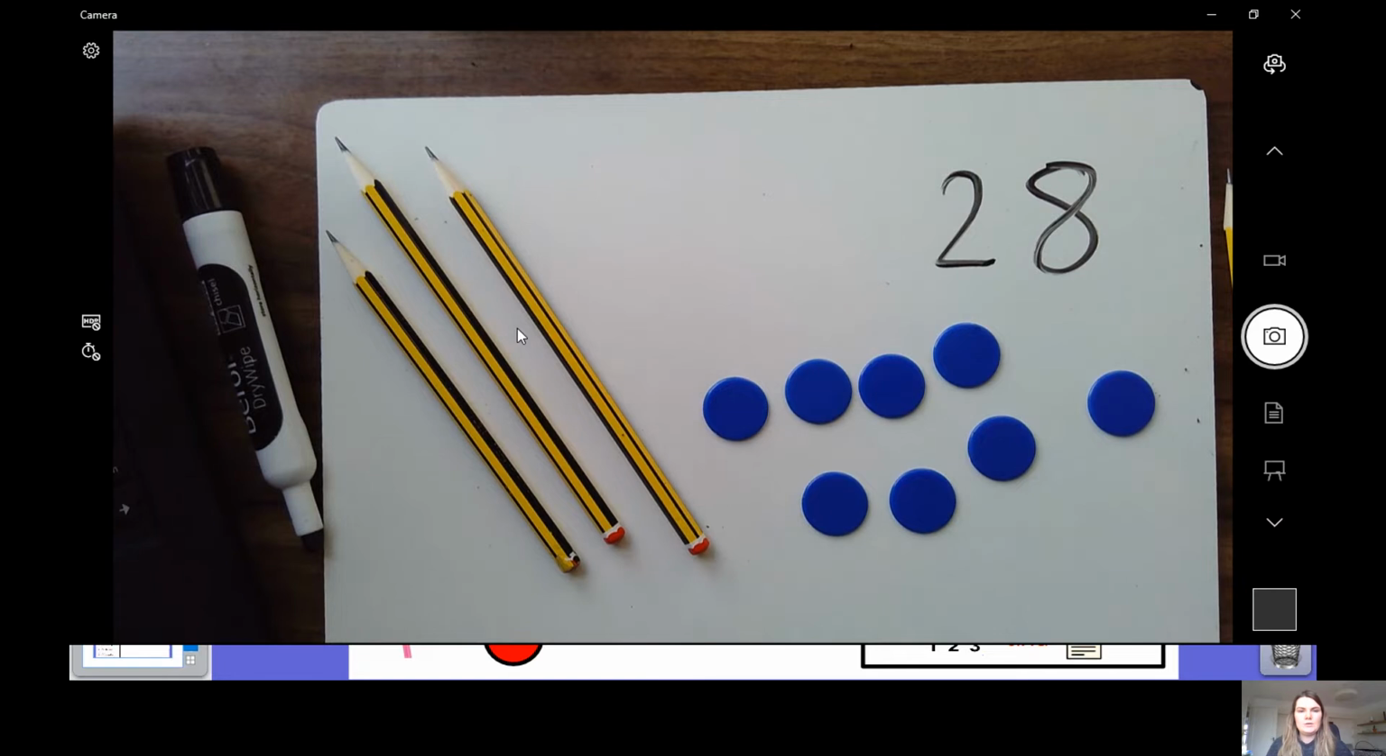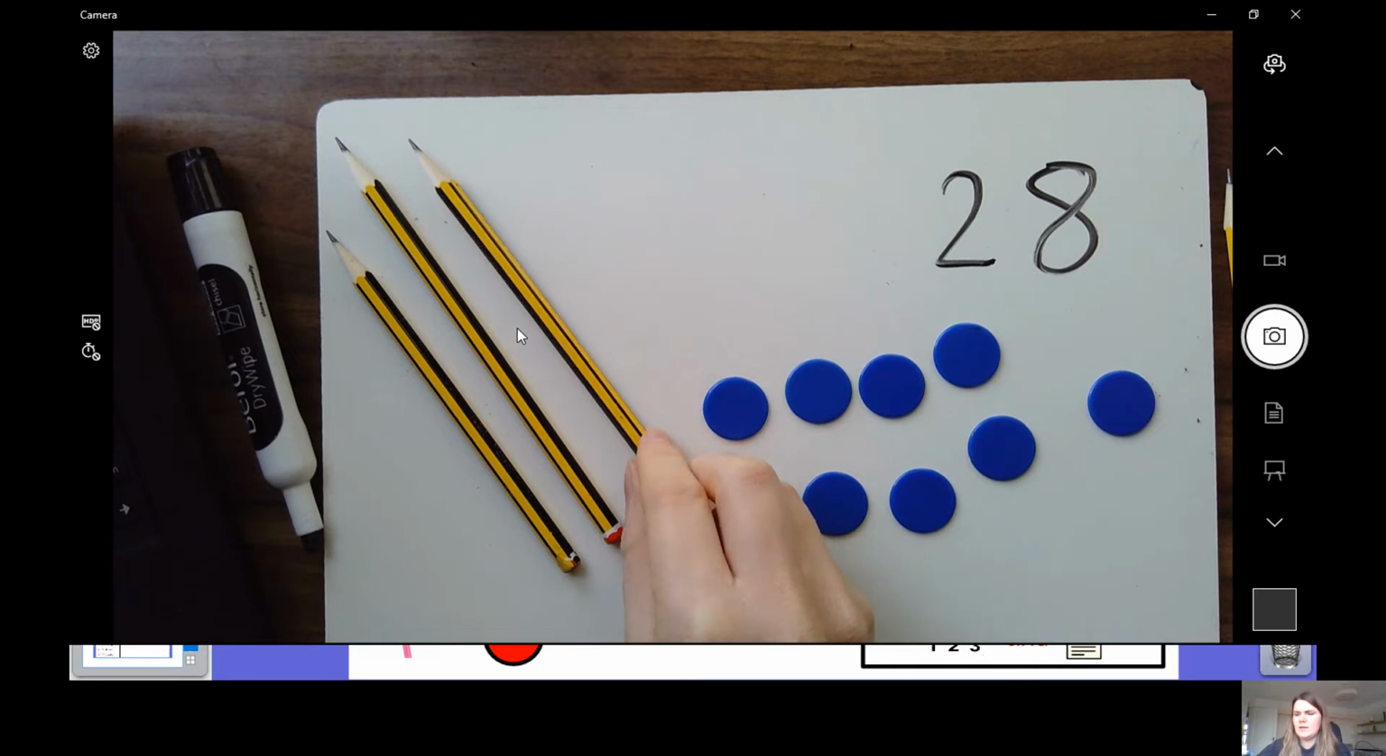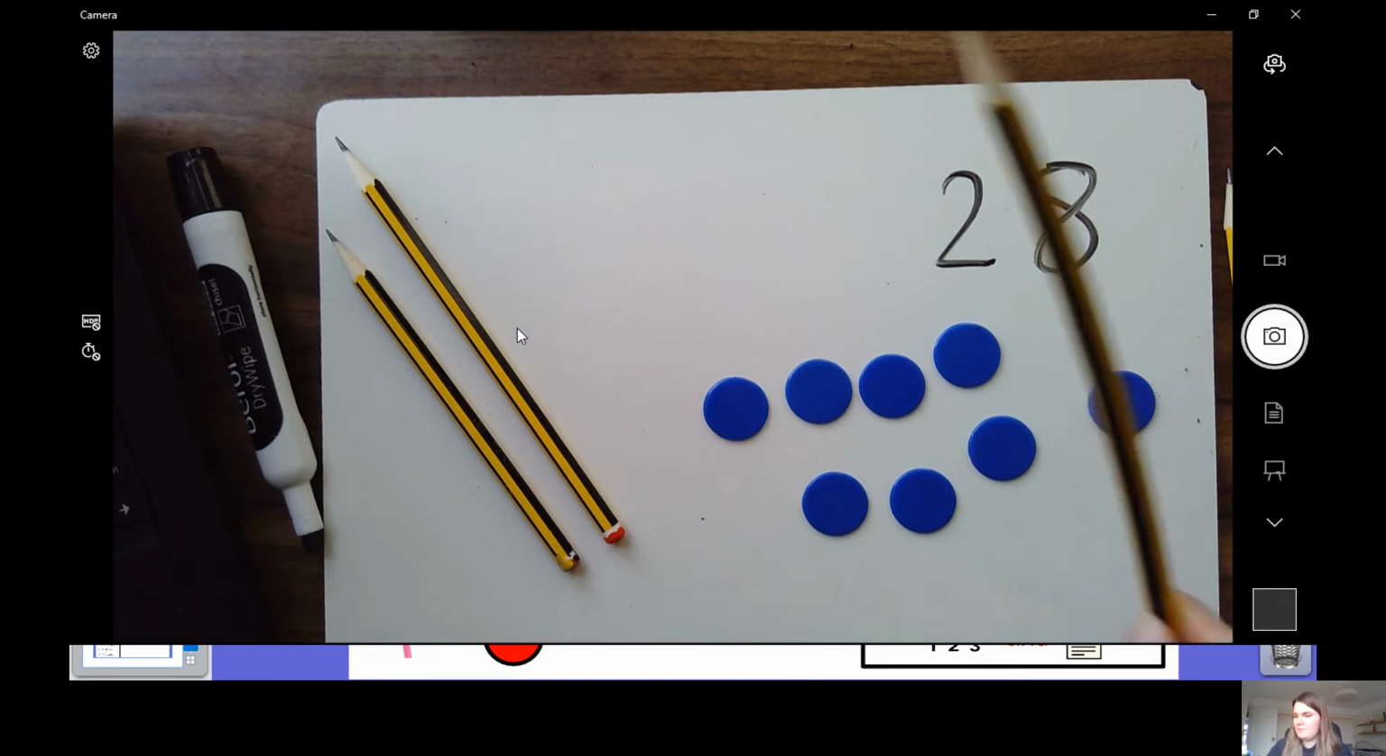No. How do you know I don't have 28? There's something wrong with my tens. What's wrong with my tens? I've got 1 too many. How do you know I've got 1 too many? Oh, because when I count them, it doesn't make 20. Okay, let's try. 10, 20, 30. Well done, you're absolutely right.